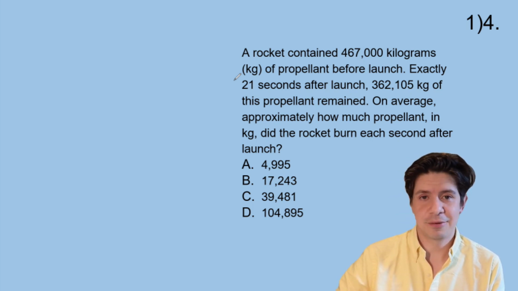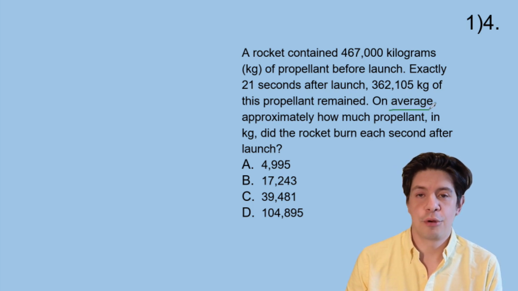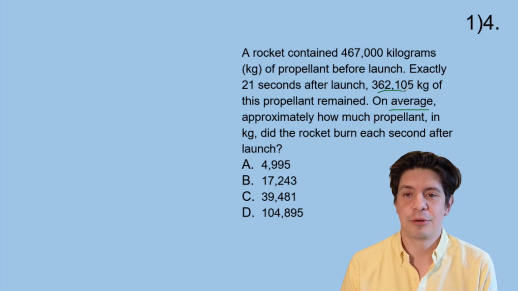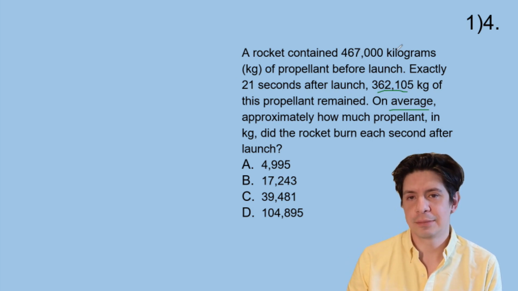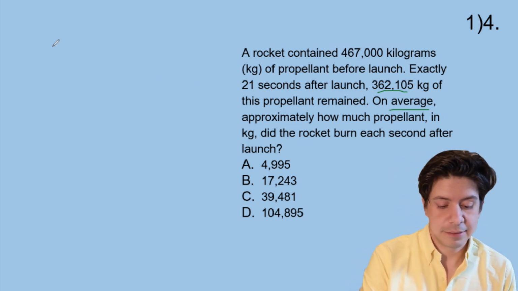Okay, we got some math going on here today, right? So they want to find on average. That's often a code word for slope. And what we're going to do is take how much they burned. So this is how much has remained. So to find how much they burned, we're going to subtract and then divide it by the time, right? Because they want it per second. So 467,000.